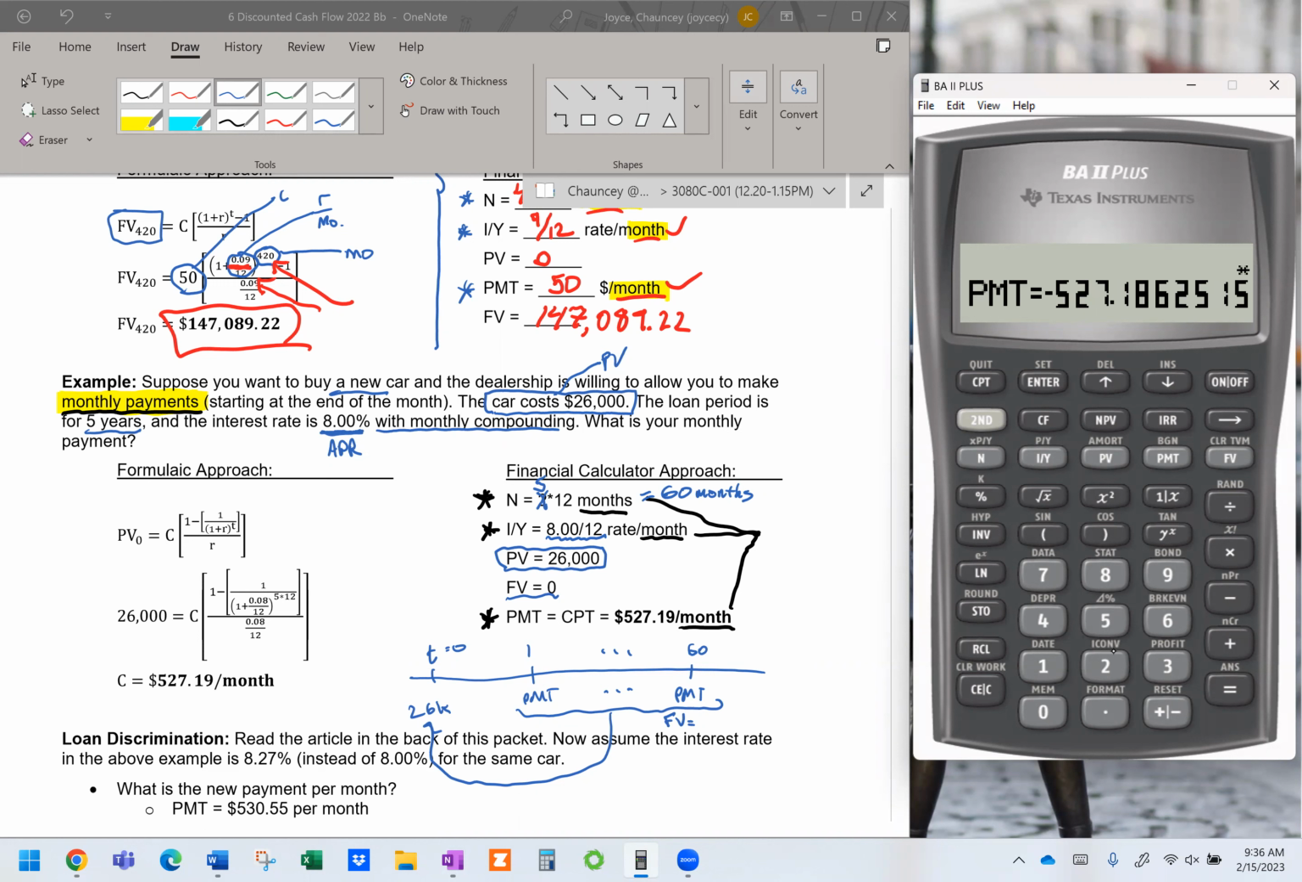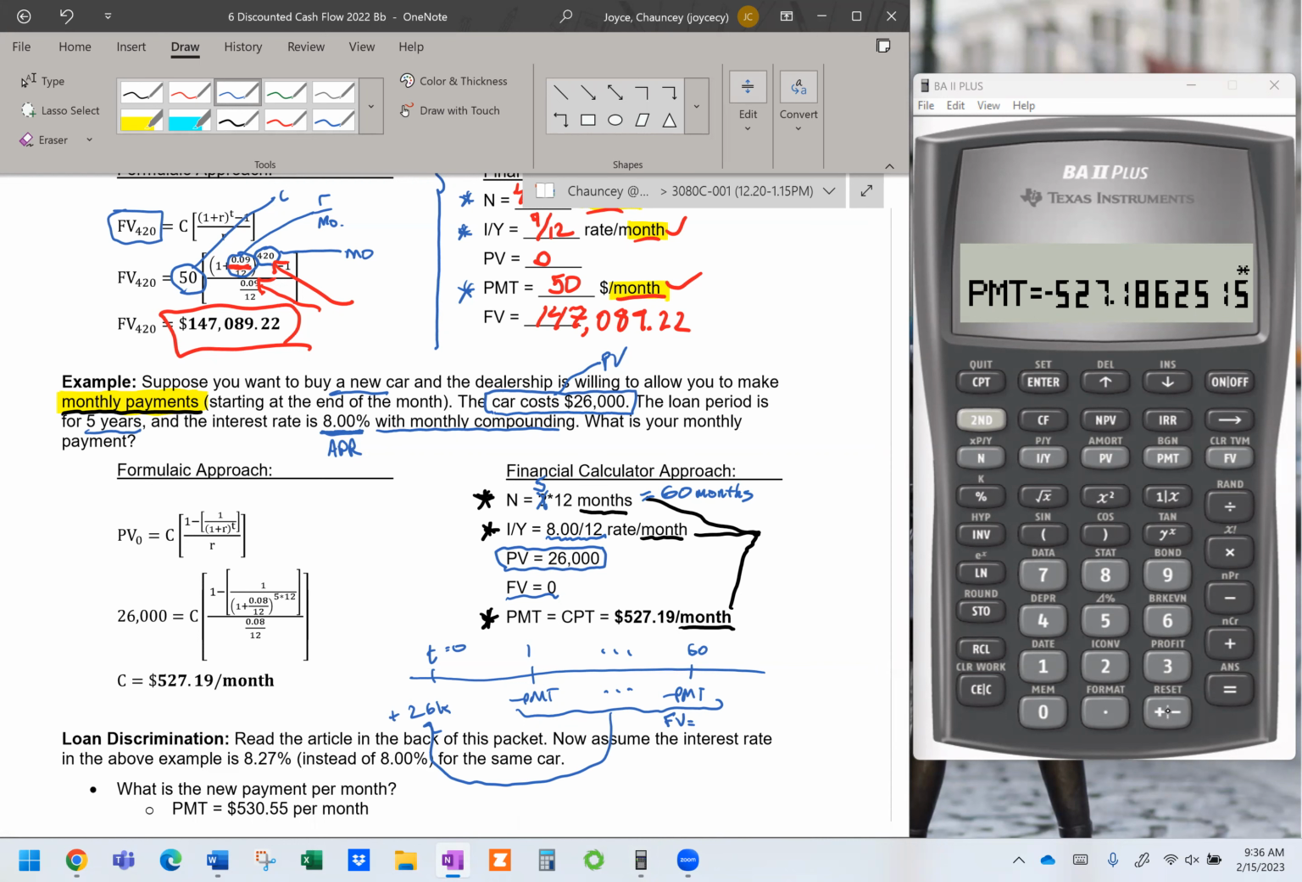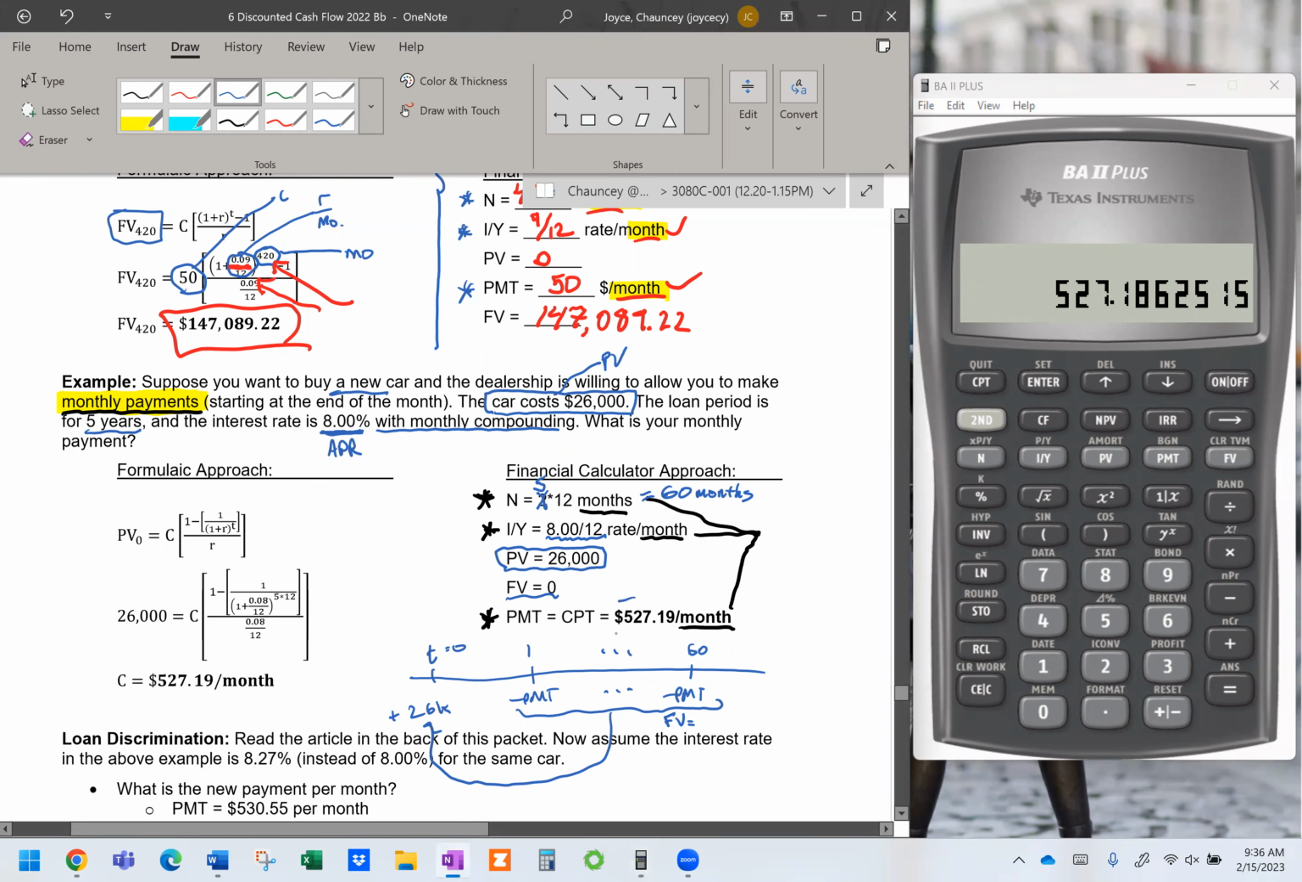The way you could think of this is if you receive the value of this car today, but then you are making these payments later. But if you had entered present value as negative, the payment will come out positive. We're just going to ignore that by hitting this plus minus on the bottom. So we see our payment is $527.19 per month, and that allows you to buy a $26,000 car today.